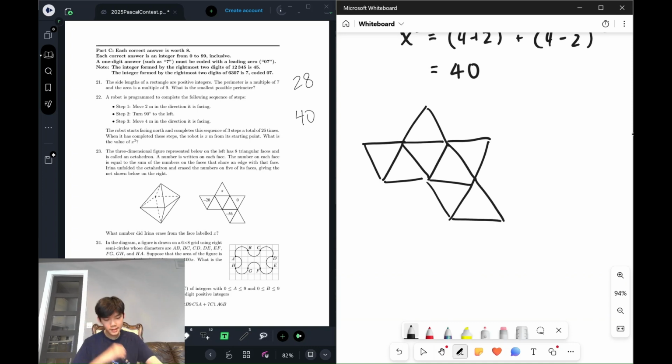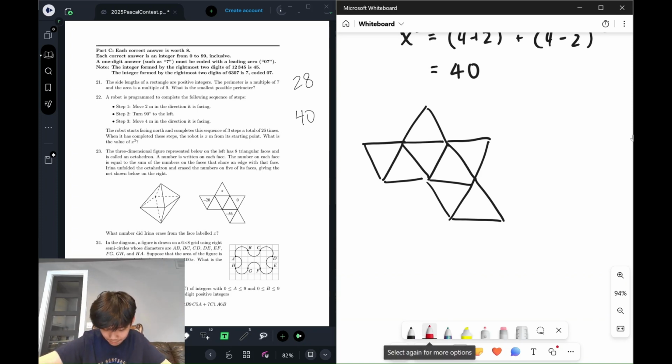Okay. Since this net is unfolded, it would be very helpful to know which edges are connected to each other. So I'm going to use a different color for that. We can see that when we fold this area, these 4 triangles over here make a pyramid. So this edge and this edge are going to go together.